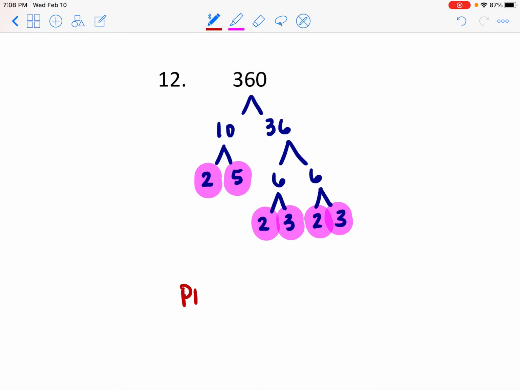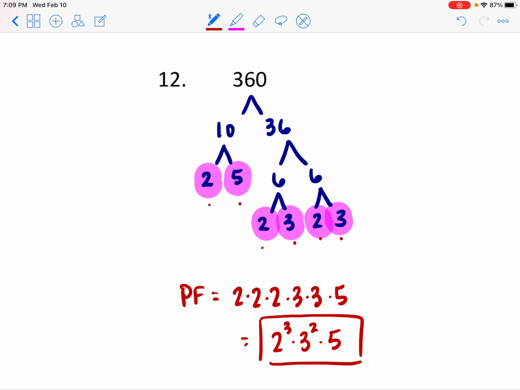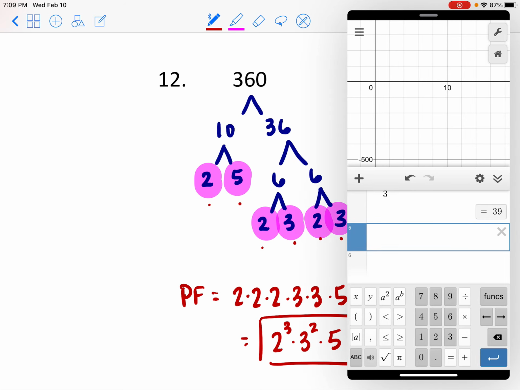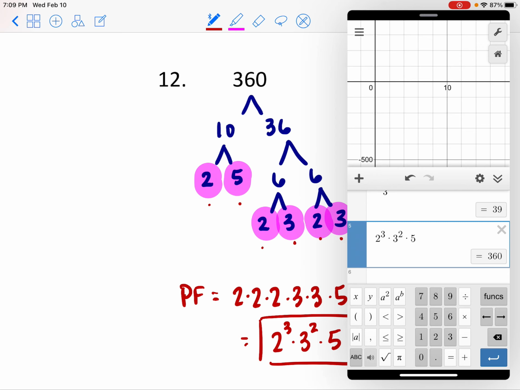So this prime factorization is going to be, let's see, we've got 1, 2, 3 twos in there. So 2 times 2 times 2. And I've got 2 threes. And I have a 5. And so altogether, it's going to be 2 cubed times 3 squared times 5. And that was kind of a long one, so I just want to confirm. If I put in 2 to the third power times 3 to the second power times 5, I should get back to 360, and I do.